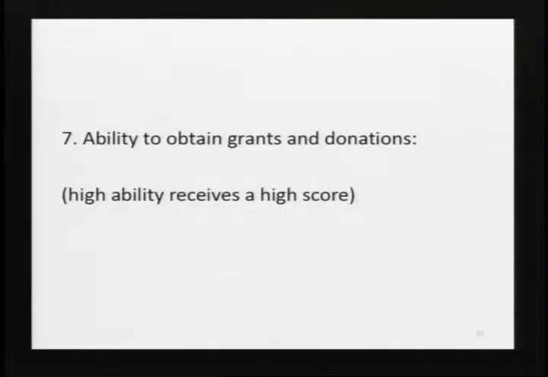The next item is ability to obtain grants and donations. A high score is going to be a benefit for the project, and so if there is high ability to obtain grants and donations, then this would result in a high score. And since I view this as a pretty compelling project, I give it a very high score of 9.